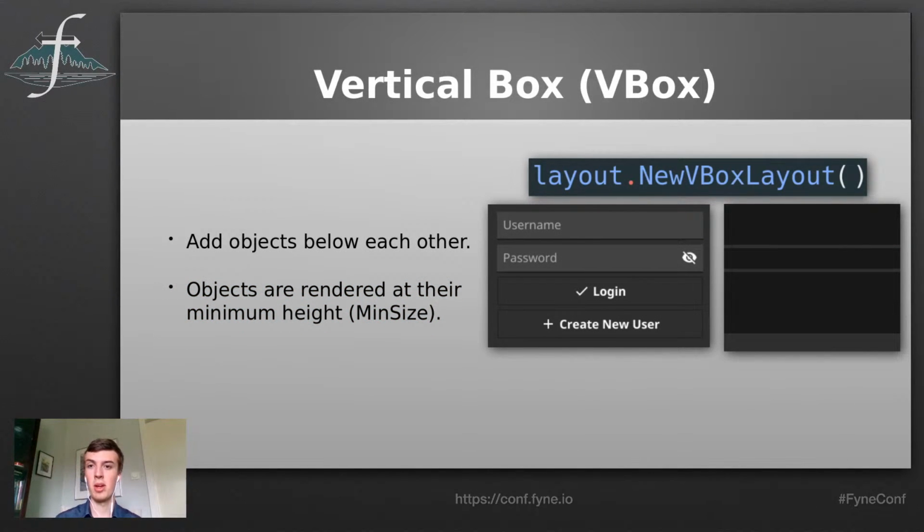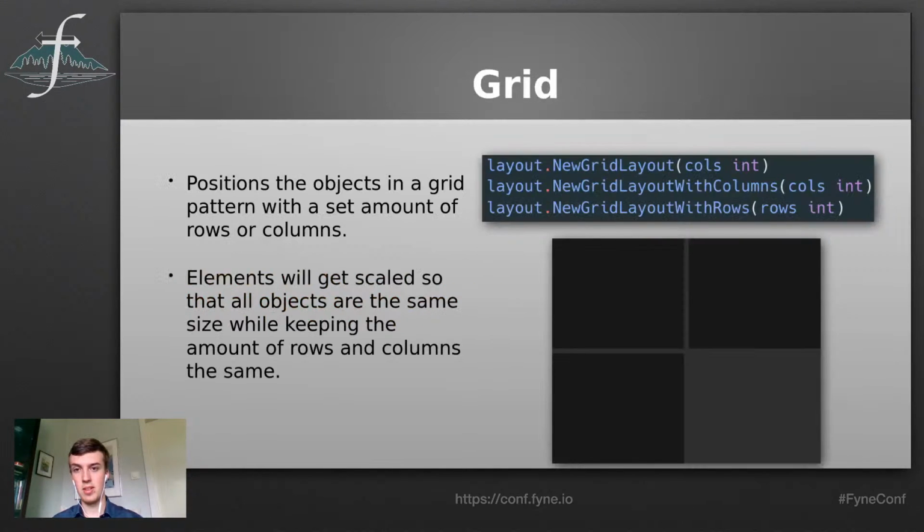So on to the sibling of the horizontal box, the vertical box. And it works basically the same, but instead of adding from left to right, we're adding from top to bottom. So the first item is going to be, for example, this username entry, and then the second, the password, and so on. And again, objects are rendered at their minimum height. So this means that, again, if you pass, for example, a list, the list is going to have the minimum size of a little bit more than a first object. So you're not going to get a big list. Be aware of that. And there are, of course, use cases where that makes a lot of sense.